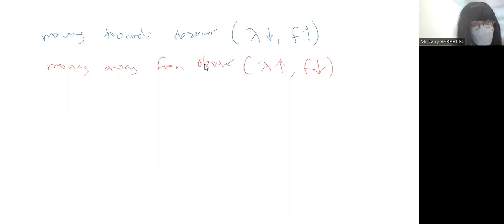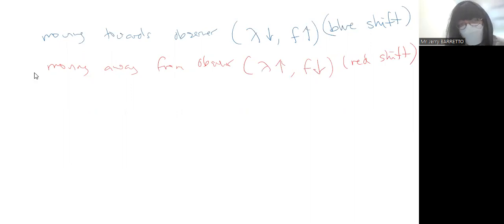A perceived shortening of a wavelength is known as a blue shift. When the source moves away from the observer, the wavelength is perceived to increase, and the frequency decreases, lower pitch. When the wavelength increases, this is known as a redshift.